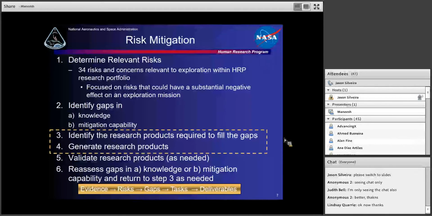that occurs, or hopefully preventative of any potential spaceflight effects on the human body. And then we would also validate those research products and then reassess our gaps. So down the bottom gives you sort of our flow chart on how we develop evidence and then go towards deliverables. Next slide.